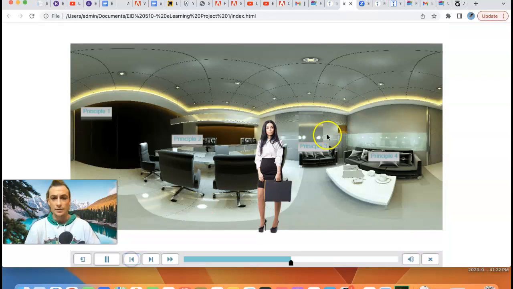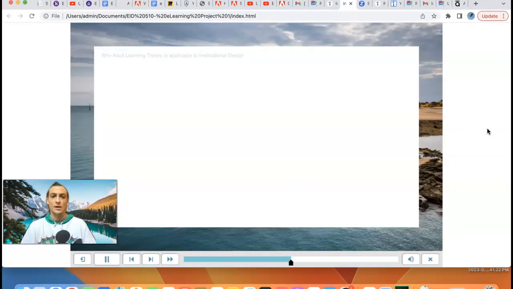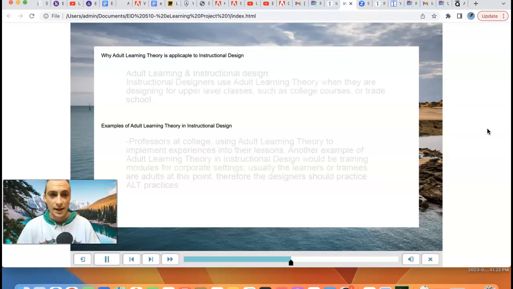Let's go back again. Adult learning centers on problems, not subjects. This means that adult learners are usually problem solvers, and they're not subject-centered learners. Okay, now we can go to the next slide.